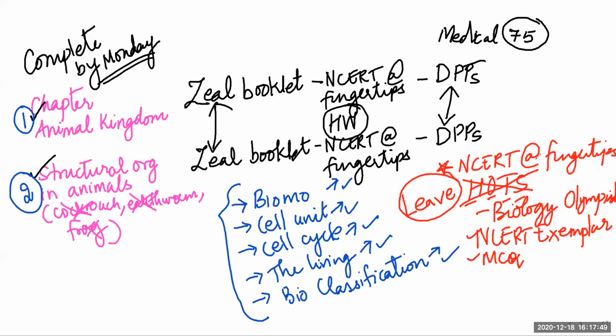So I am repeating myself once again. There are three things that you are going to do in bio at regular intervals. The Zeal booklet, which from here on I am going to call classwork. NCERT at Your Fingertips, which is going to be called homework, and DPPs, which is 30 questions per DPP. So you have to go to the particular chapter and check the DPPs which are given there.